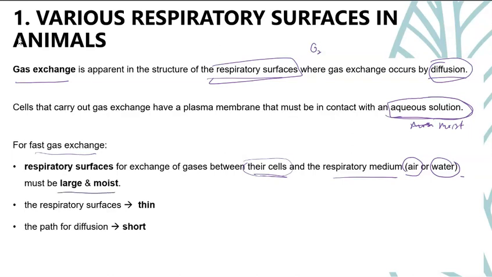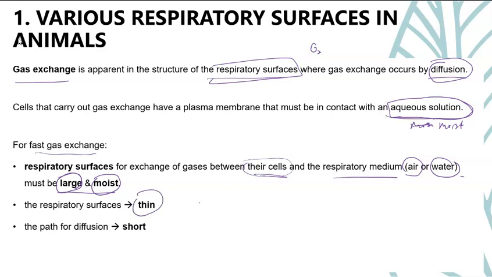Kan, dalam lung kita, kita ada banyak alveolus. Alveolus tu pun bentuk macam apa, cluster macam tu. And then it is surrounded by many blood capillaries. So this contributes to the large surface area. And then it must be moist. Okay, the characteristics of respiratory surface: it must be large, it must be moist, it must be thin.